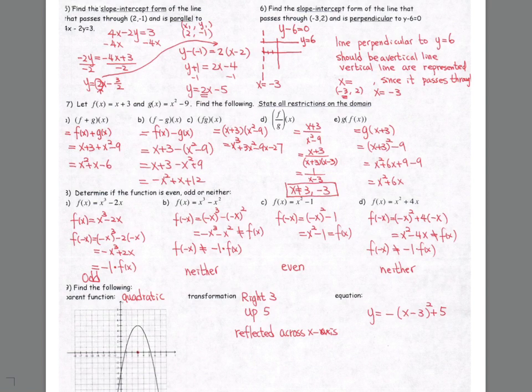Chapter 1, question number 5. Find the slope-intercept form of the line that passes through (2, -1) and is parallel to 4x minus 2y equals 3. So first thing I need to find is the slope for the line.